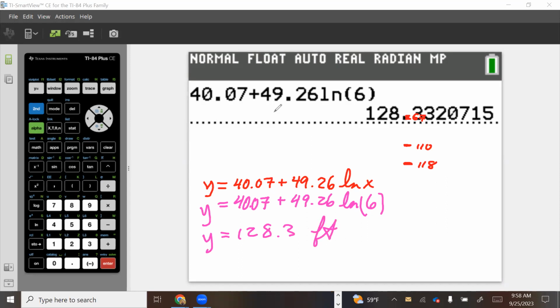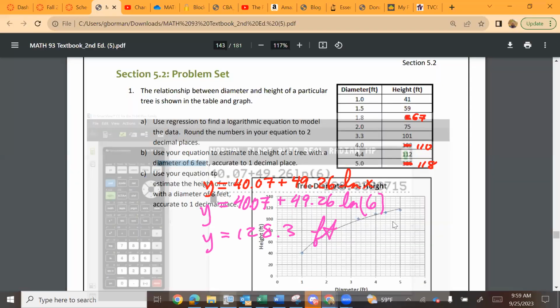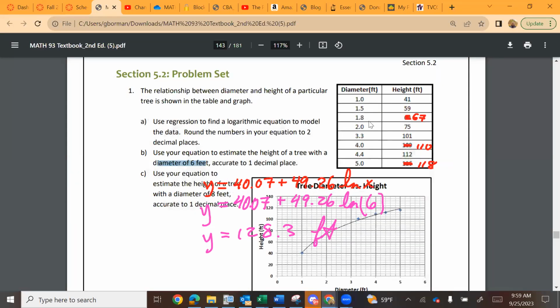So does that seem reasonable based on all the other data? Well, the data only goes up to a 5-foot diameter with 118-foot height. If you go up 1 more foot in diameter, yeah, we expect the height to increase. Not like, hey, now it's 500 feet tall, but a bit. And so it goes up another 10.3 feet. Okay, cool. So that's how that's done.